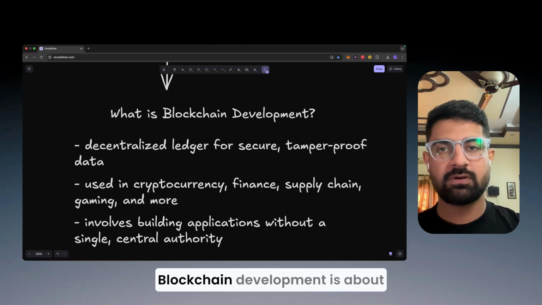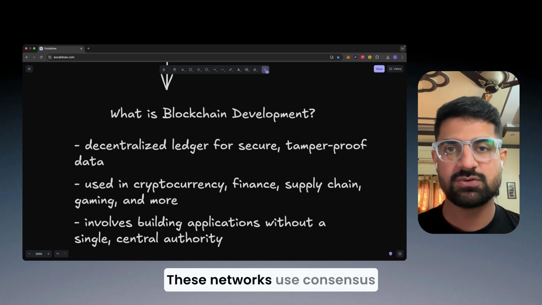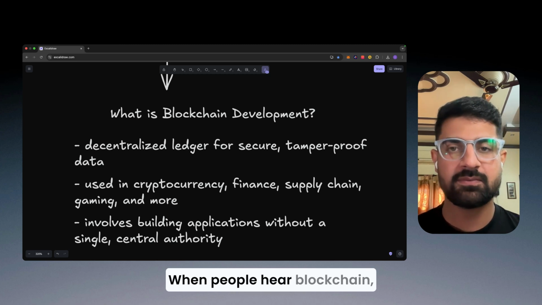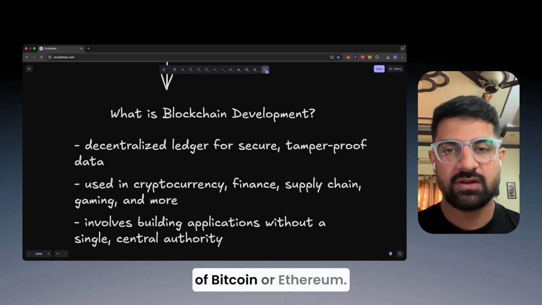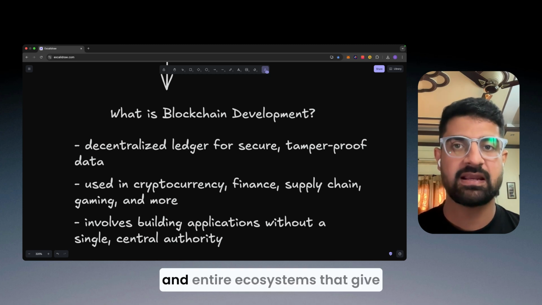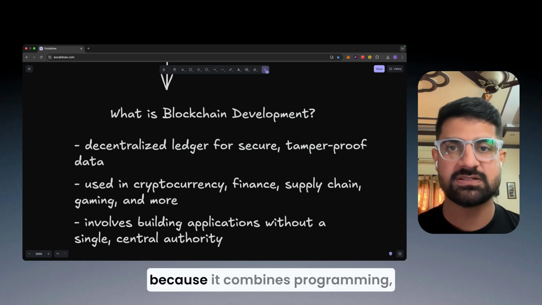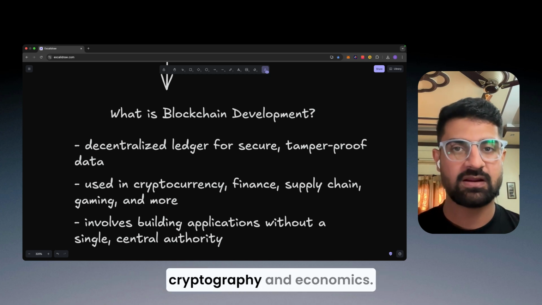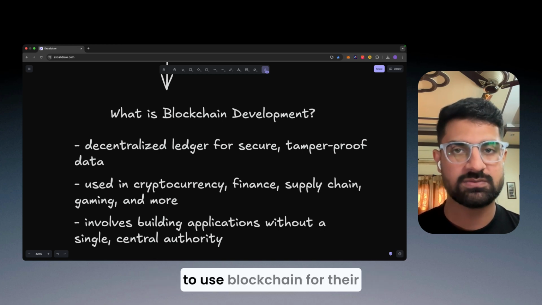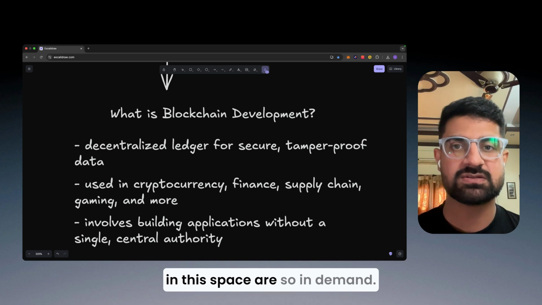Let's begin. Blockchain development is about creating software that runs on a distributed network of computers. These networks use consensus mechanisms so that no single entity controls all the data. When people hear blockchain, they often think of Bitcoin or Ethereum, but there's more to it. You can build smart contracts, decentralized applications, and entire ecosystems that give users control over their data. It's a fascinating field because it combines programming, security, cryptography, and economics. As the technology matures, more businesses are exploring how to use blockchain for their own products and services, which is why developers in this space are so in demand.